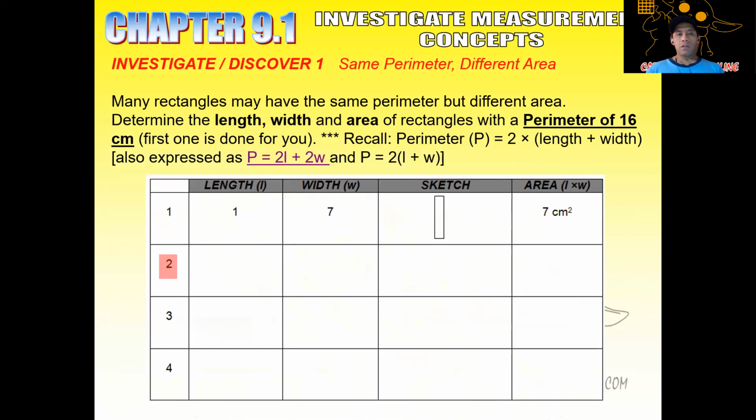All right. So the next thing we're going to do for number 2 is calculate the width. We're going to use the length of 2 to determine the width. We're going to approach it in the exact same fashion. Keep in mind that the perimeter is still 16. The only thing we're going to change is the length of 2 and then figure out what the width is. Then we're going to use that information to figure out the pattern.